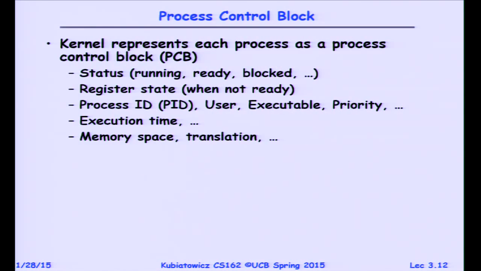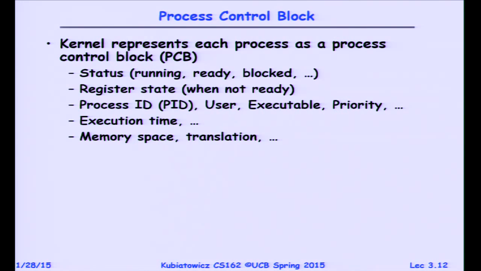So there is, not surprisingly, something we call a process control block in the kernel. Every operating system represents process control blocks a little differently, but it's a structure, one per process, that essentially says what's the status of the process, what's its register state.